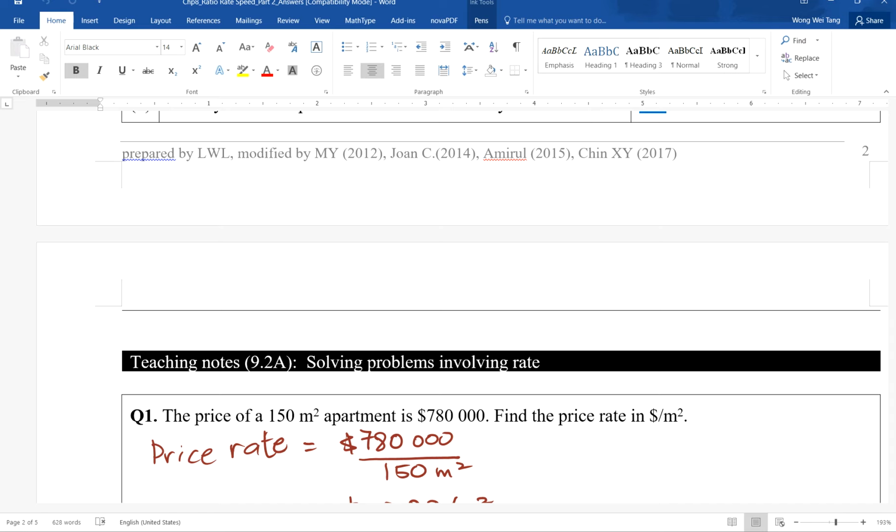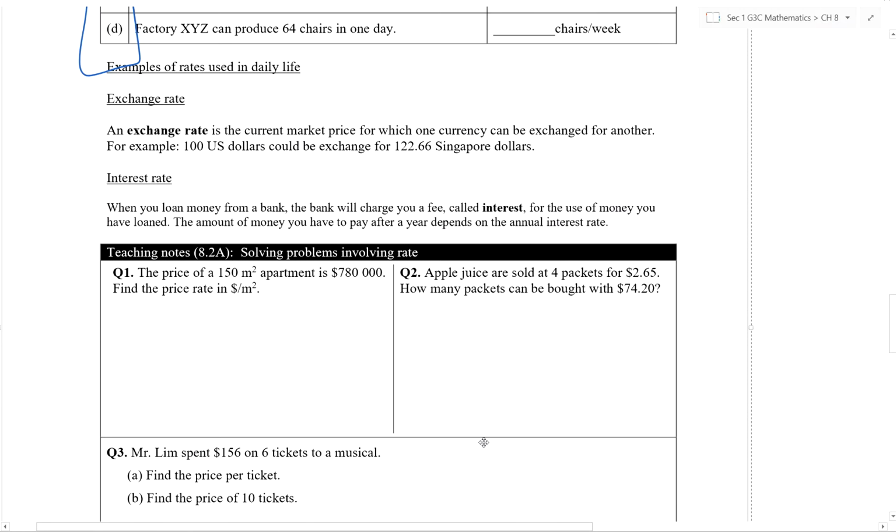Okay, so next part. Rates are often used in our daily lives, especially when we go overseas. Exchange rate. We have a number of students who commute daily in the past, Malaysia to Singapore, Singapore to Malaysia. So they need to be aware of the exchange rate, which changes. For example, 100 US dollars could be exchanged for 122.66 Singapore dollars.